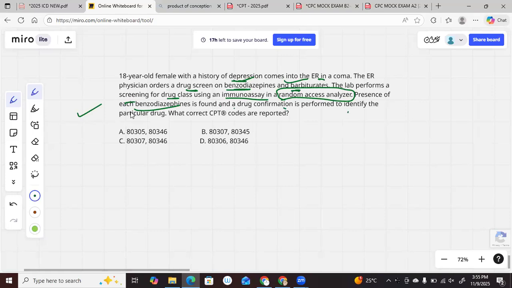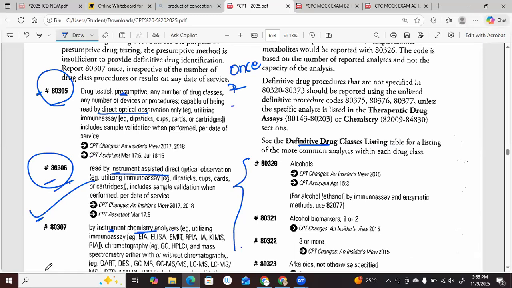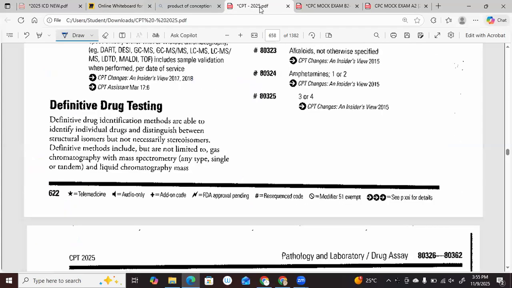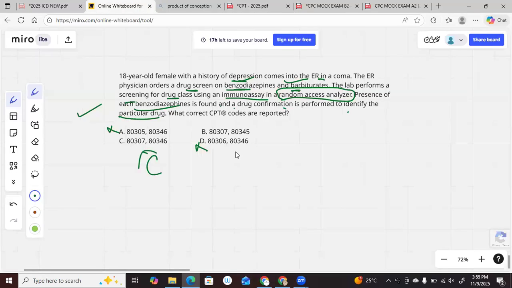And drug confirmation is performed to identify a particular drug. So to test if the random access analyzer has been used, that means the chemistry analyzer has been used. So we have to use 80307 and remove the rest of the options. So option A, option B has been ruled out. We are left with option C and option D. The difference between C and D is 346 and 345. We are not going to use 345 because benzodiazepines has been reviewed. So the correct answer should be C only.